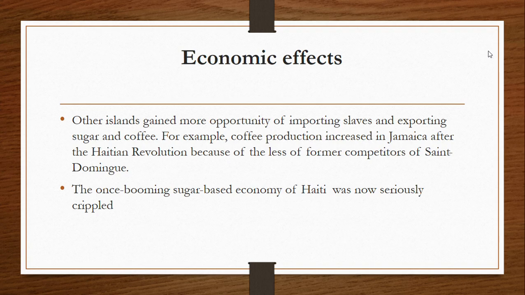With the Haitian Revolution, Haiti suffered a dramatic loss, and so they lost their marketplace, and other islands gained that marketplace and were thriving. So this is not just an economic effect on Haiti, but also an effect of the Haitian Revolution on the wider region. While Haiti's economy was crumbling, and they were losing their standing as a viable competitor, other islands like Jamaica were booming as a result of that loss.